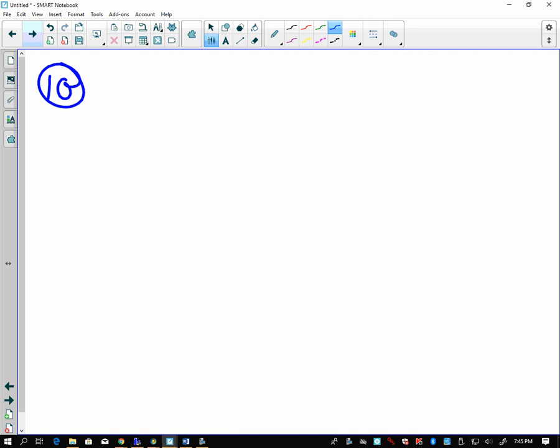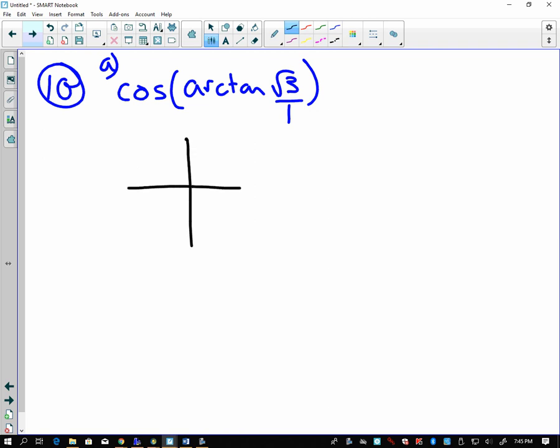Evaluate. Cosine. This has two parts. Cosine of arctan radical 3. I want to think of this as radical 3 over 1, because it says tangent is radical 3 over 1. Well, that would be opposite over adjacent. So radical 3 over adjacent 1, 2. So this is 60 degrees here. So the cosine of this, cosine is 1/2. So 10a is 1/2.